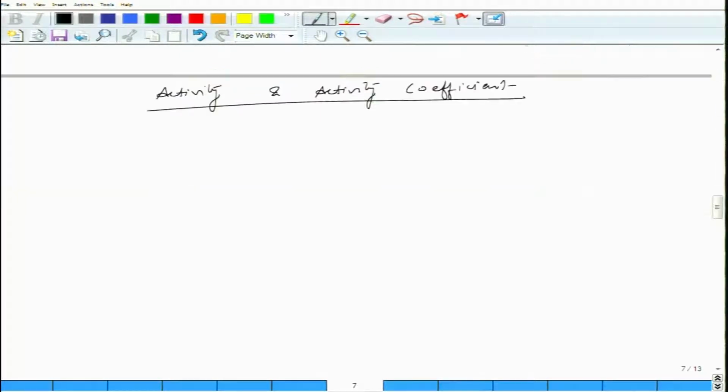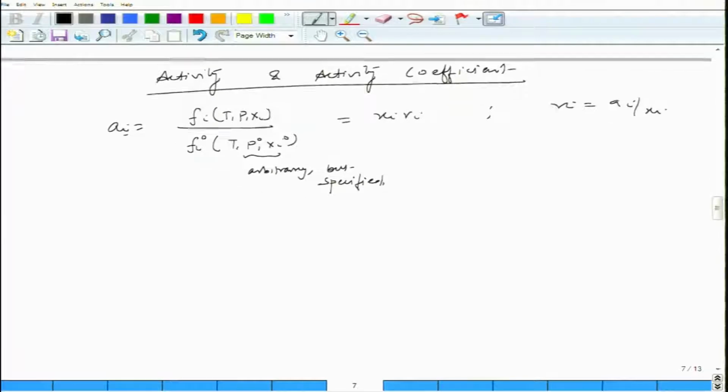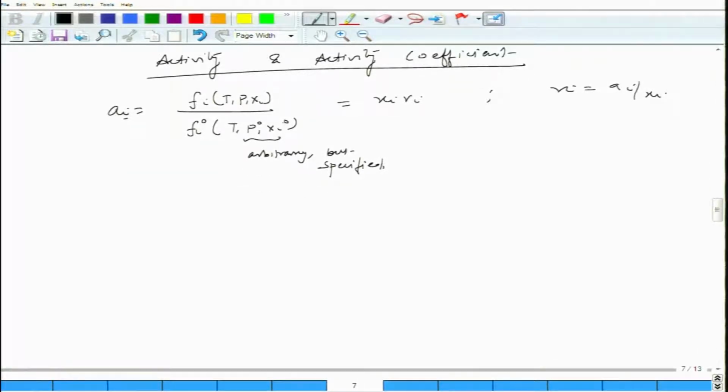Activity is defined as a_i, which is basically nothing but the ratio of f_i(T, P, x_i) with respect to f_i^0(T, P^0, x_i^0), some reference state pressure and composition. So, this is basically arbitrary, but must be specified. And a_i is nothing but x_i gamma_i. In other words, gamma_i is nothing but a_i divided by x_i. So, this is something which we already know. I am defining this here. Now, let us see how we can connect this gamma_i or a_i to the G_i excess.